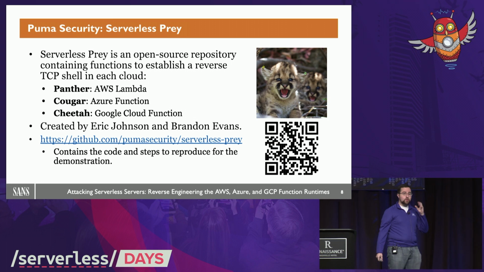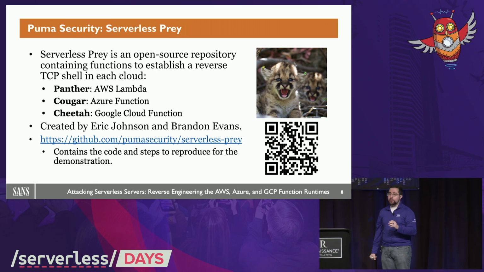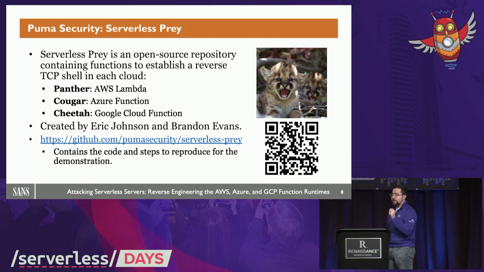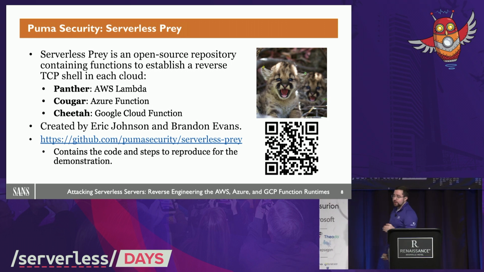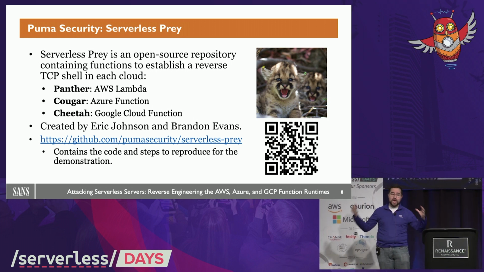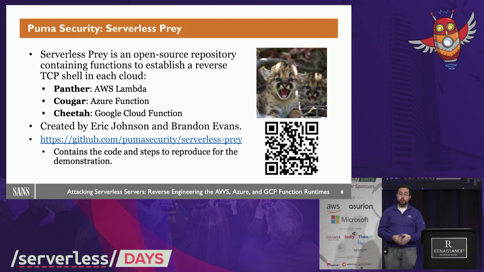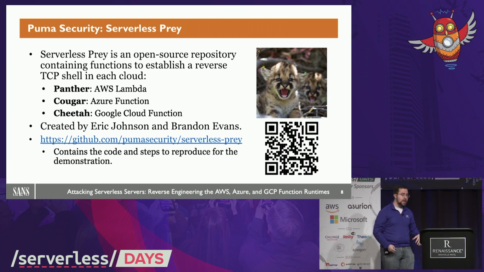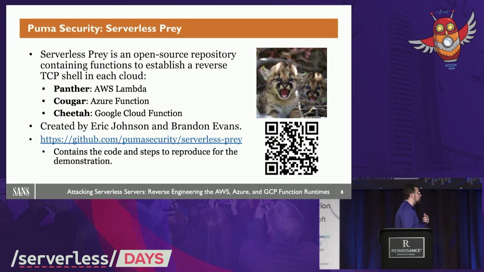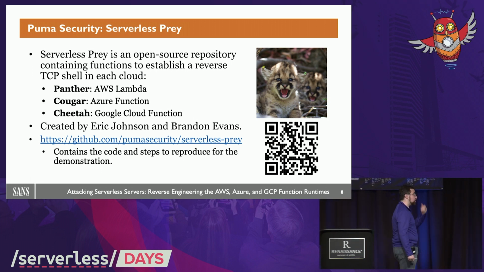This is an open source repository that allows you to send out vulnerable functions to your various cloud providers, and those functions are going to establish a reverse TCP shell to a server that you control, waiting to execute various commands. Now, I've written this with a friend of mine and fellow SANS instructor, Eric Johnson.